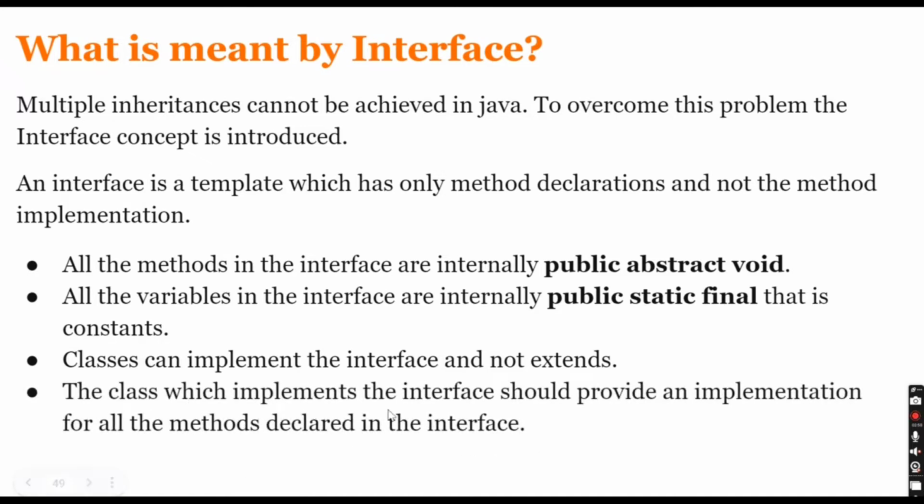The class which implements the interface should provide an implementation for all methods declared in the interface. So any class which is implementing an interface needs to provide the implementation of all the abstract methods present inside the interface. Let's see one example here.